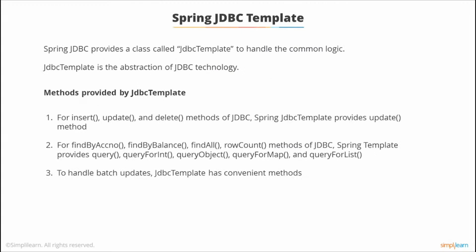The JdbcTemplate is used to handle common logic. It is an abstraction of the JDBC technology. The methods provided by JdbcTemplate for insert, update and delete: the template provides update method. For find by id, find all, row count available in JDBC, Spring templates provides query, queryForInt, queryForObject, queryForMap, queryForList. To handle batch updates, JdbcTemplate has convenient methods.